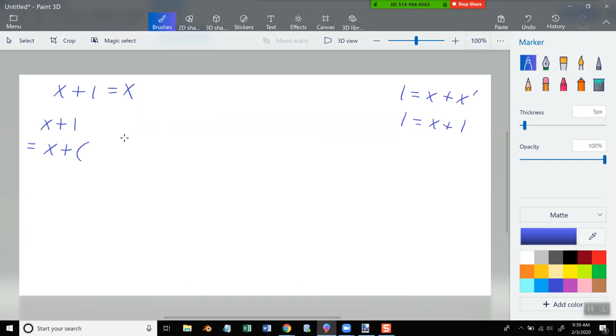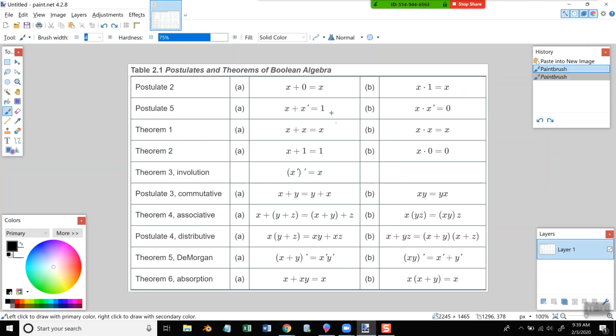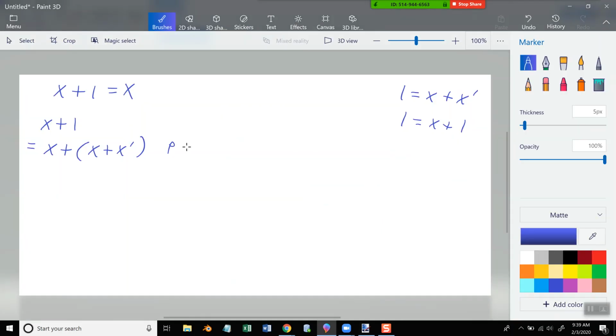Okay, so what do I want to do here? Probably since I had x plus 1 originally, I don't want to use that one, I'm thinking. So I'm going to choose this one: x or not x. So x plus not x. And what was that? That was postulate 5a. That allowed me to do that.